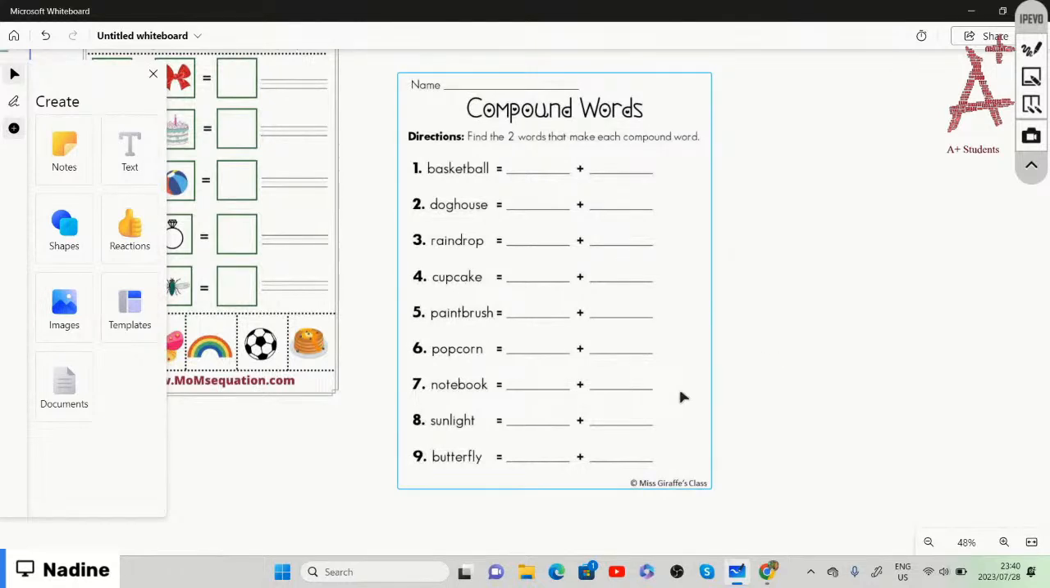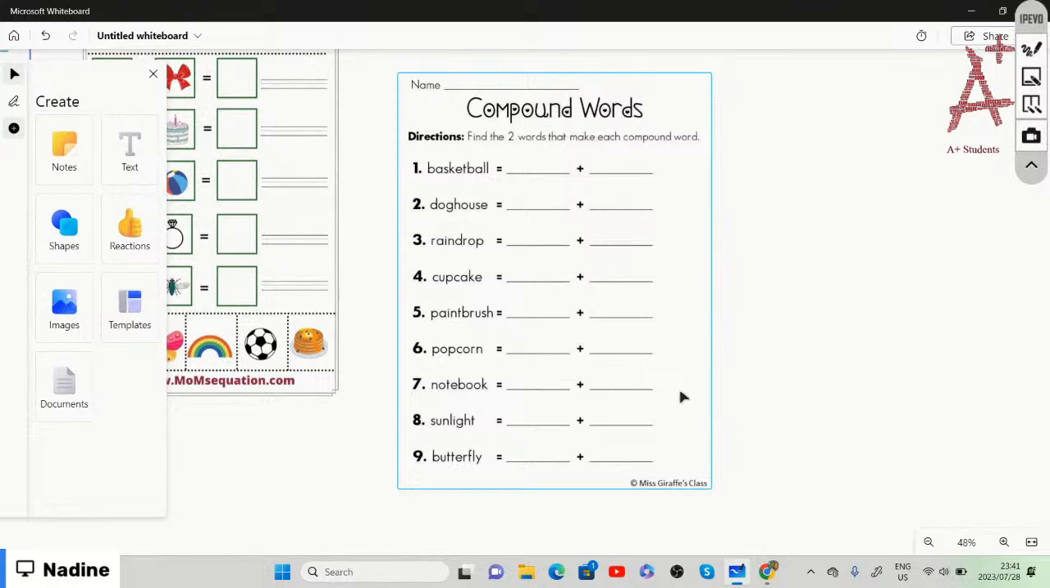Okay, so now the direction is to find two words that make up each of the compound words. In our previous activity, the pictures were given to us, or let's say the two small words were already given, and we basically just had to connect or combine those two words, and then we create a new word, right?